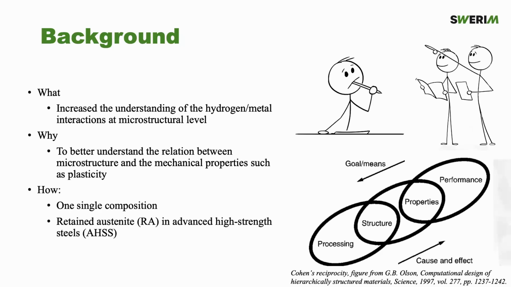And how do we do this? Well, we did choose one single alloy. And from this alloy, we did several heat treatments to get different amounts of retained austenite, which I will show in the coming slides. And of course, we did some charging and checked the hydrogen effect in these types of steels.